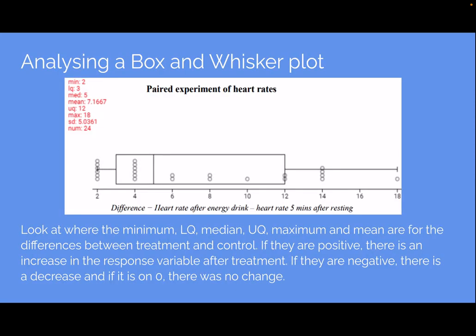When analysing a box and whisker graph, you need to look at where the minimum, lower quartile, median, upper quartile, maximum, and mean are for the differences between your treatment and control. And that's pretty complicated. Hopefully that will get a little bit easier as you see the examples and hear more of the explanation.